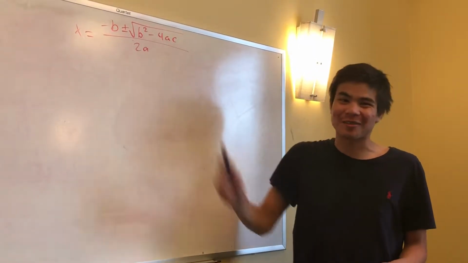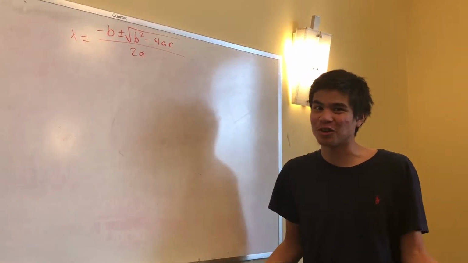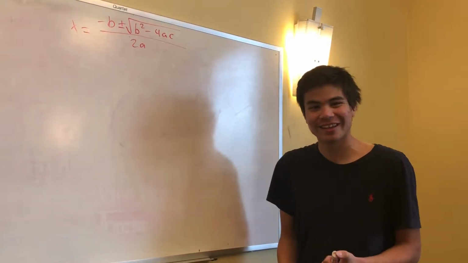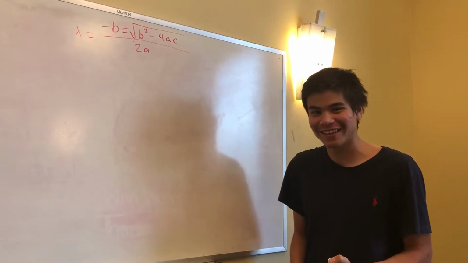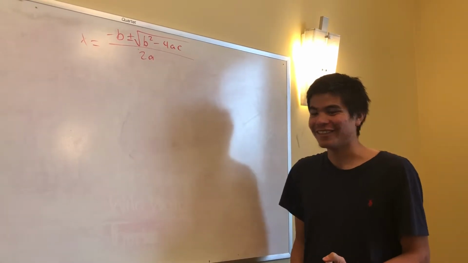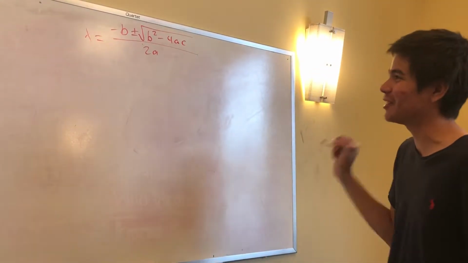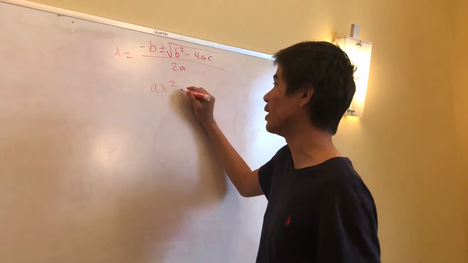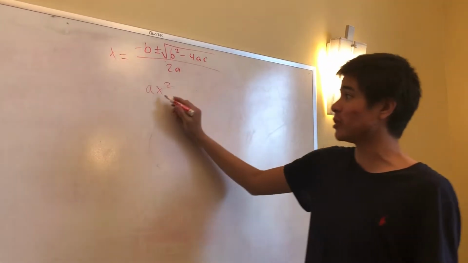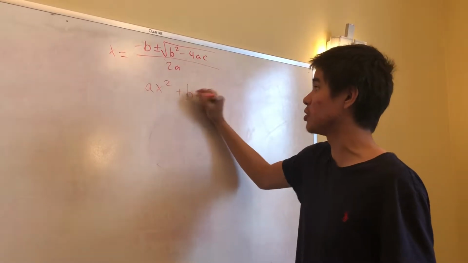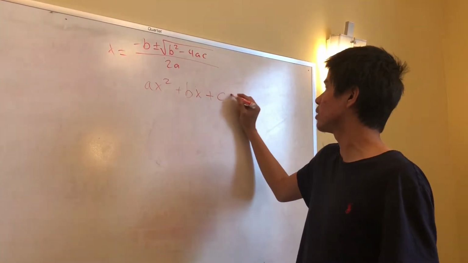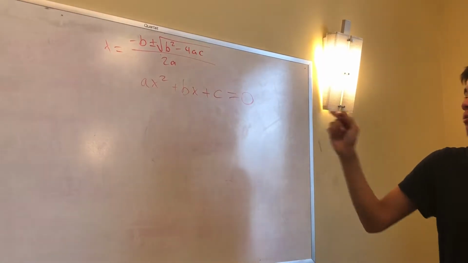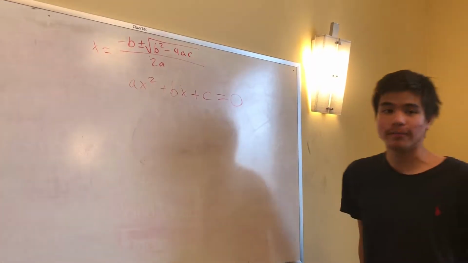So who remembers this equation from algebra, pre-calc? Do you remember this equation? It's the quadratic equation. Yes, it is specifically how to find out where the function is equal to 0, at what x points the function is equal to 0. In this format, ax squared plus bx plus c is equal to 0.